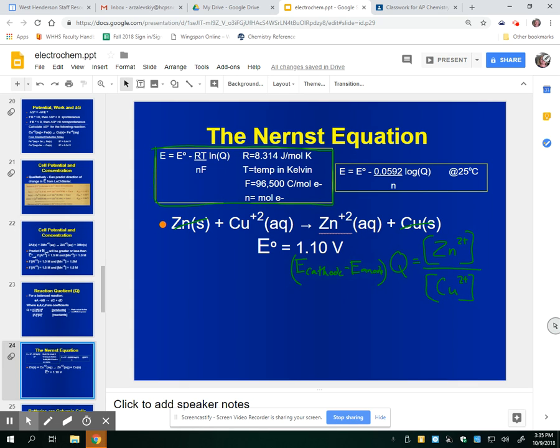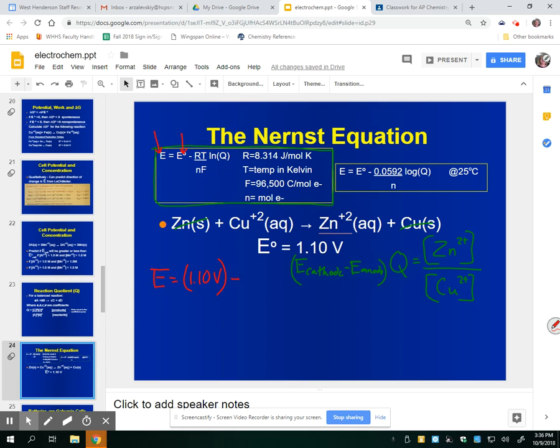So with the Nernst equation, what we have is the relationship between our cell potential and the standard cell potential. How is our cell potential going to change if we move away from those standard conditions? For this one, we're going to look at our cell potential, and we already have our standard cell potential figured out. That's going to be 1.10 volts. Then it's going to be minus.